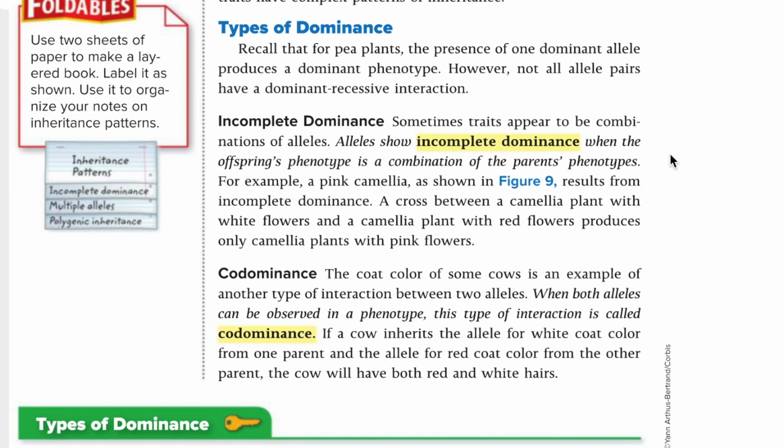Codominance would be when both alleles are going to be observed. It doesn't matter that one is more dominant than the other. In this case, maybe both are dominant, and then you get something like a brown cow and a white cow having a calf that has brown and white spots. They both are dominant, and so they share it. Codominance.